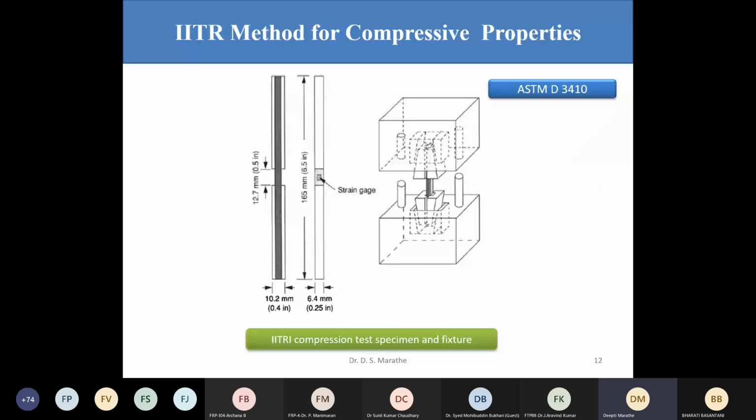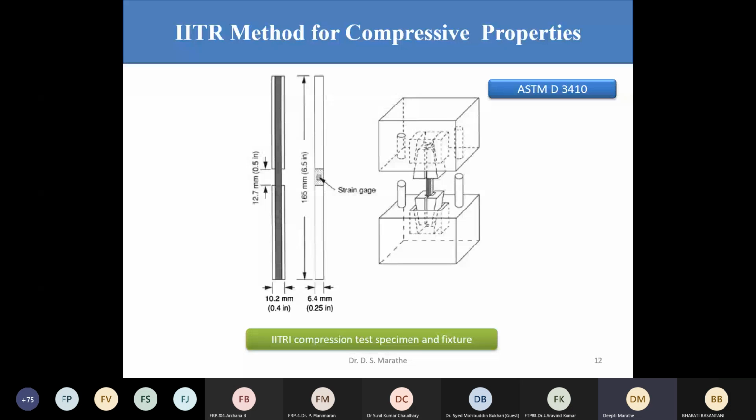Now the next property or the next test that I'm going to discuss is going to be compression properties. There are a number of methods for finding out the compression strength and the modulus for a composite. Usually the problem with any compression test is, if I have a compression specimen, and I try to apply compressive force in this particular direction, it is going to buckle. And then if it is going to buckle, I am not going to get the results of pure compression. I do not want that. I want the results of pure compression.